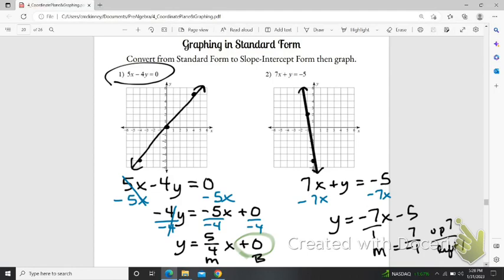Okay? So I know those were only a few examples, but I hope that those will be helpful, especially since we've done literal equations before, about how you change from standard form into slope-intercept form. All right? And then after it's in slope-intercept form, then we can make the graph the same way that we have.